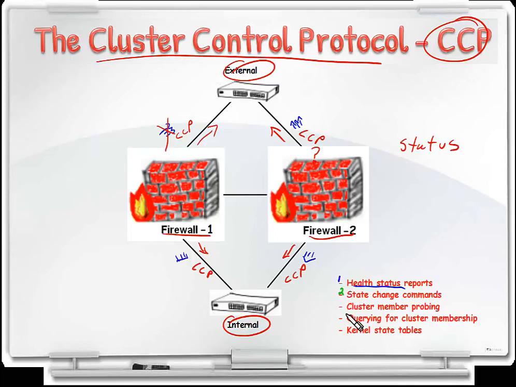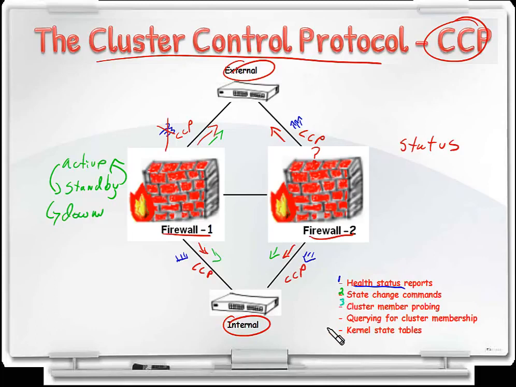Number 2, the clustering control protocol is sending state change updates. And so if you have an active machine and the active machine wants to go into the standby mode, it will send these updates. Or if you have a standby machine and it's trying to become the active, the standby machine will update all the members that it's now coming up as the active machine. Or you might have a cluster member that's going down, and so the cluster control protocol will notify all the members that it's going down and leaving the cluster.